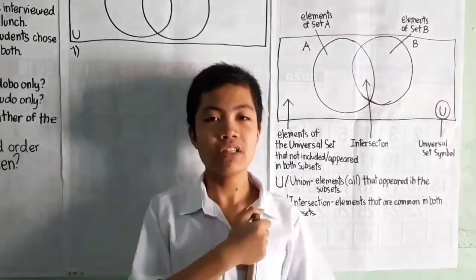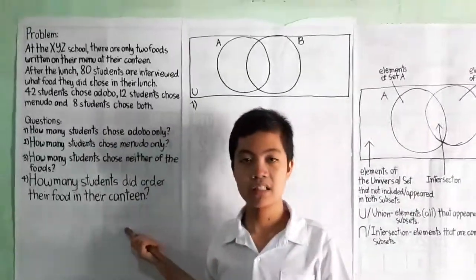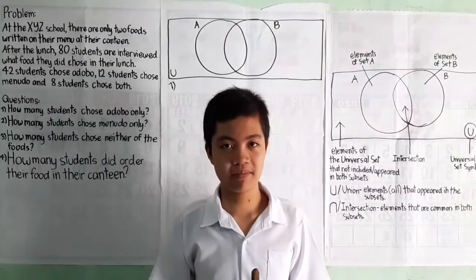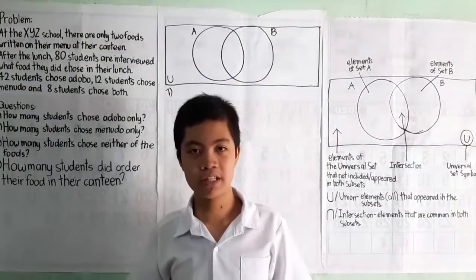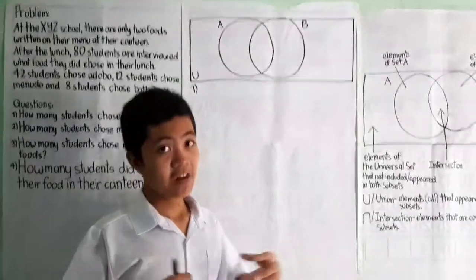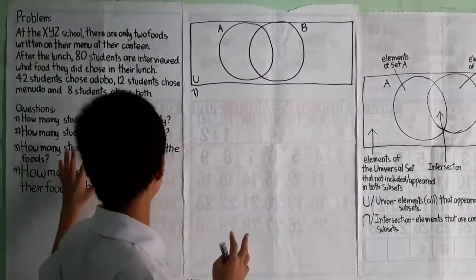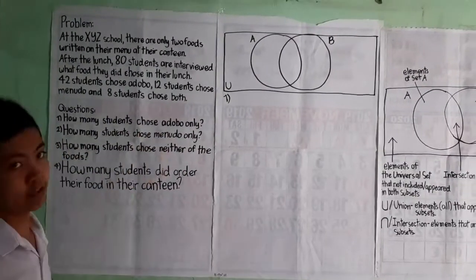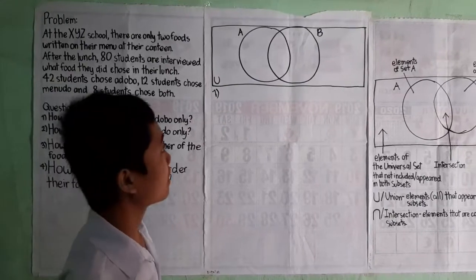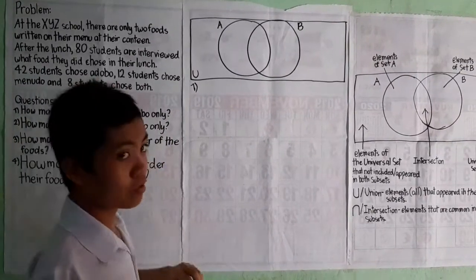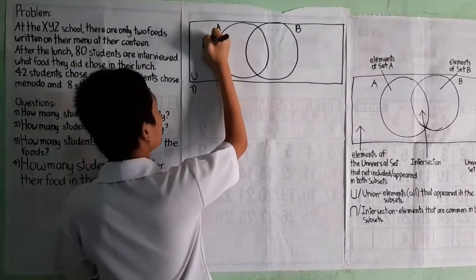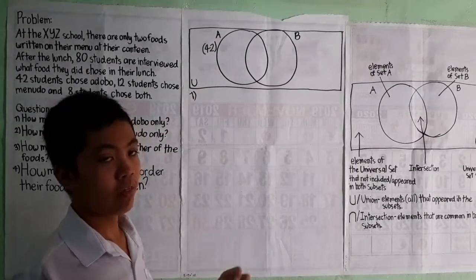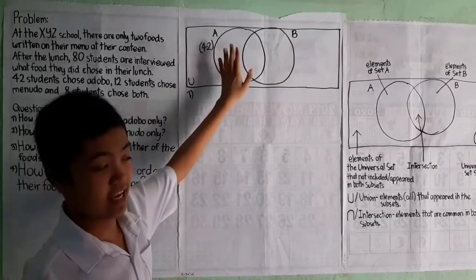Now, try to solve these questions and use my guides. Represent it using a Venn diagram. Feel free to pause the video and I will come back. Now, let's answer these questions. First question, how many students chose adobo only? First, let's put the 42 students who chose adobo. Let's put a parenthesis here to show that this number is included in set A.